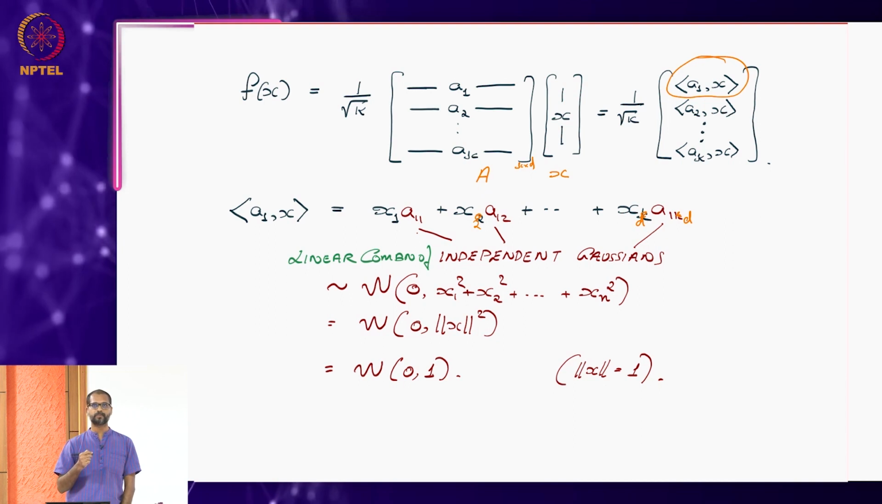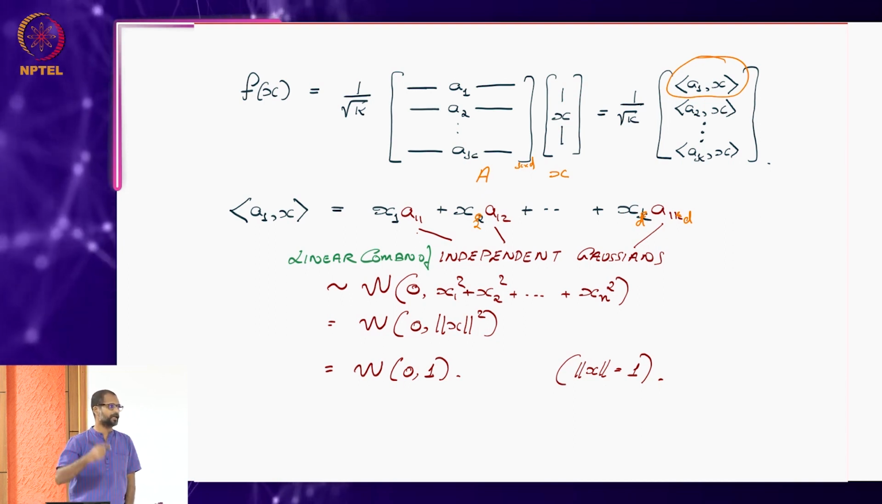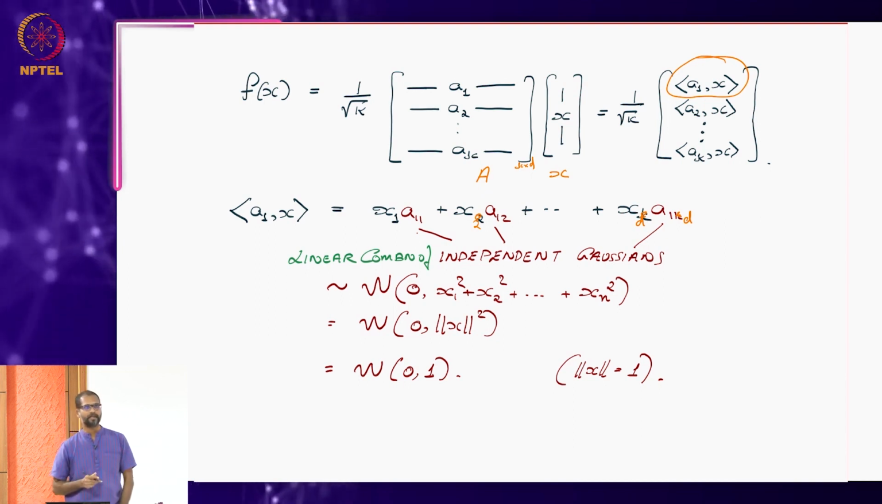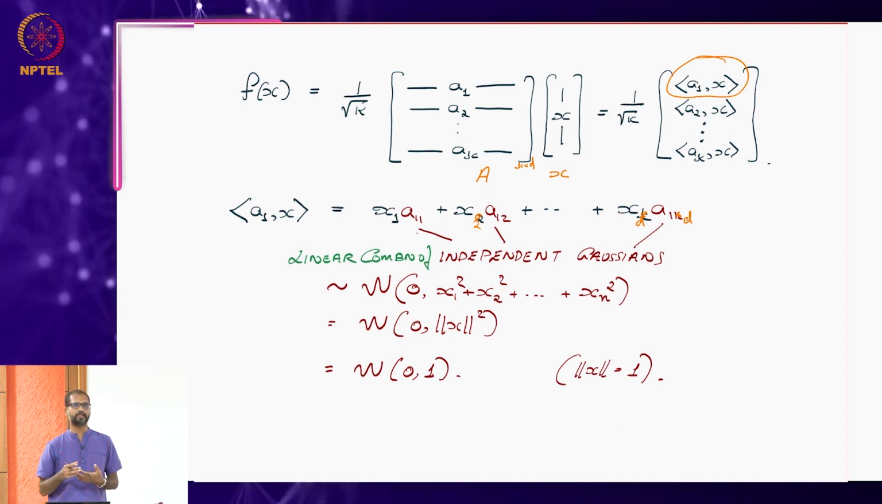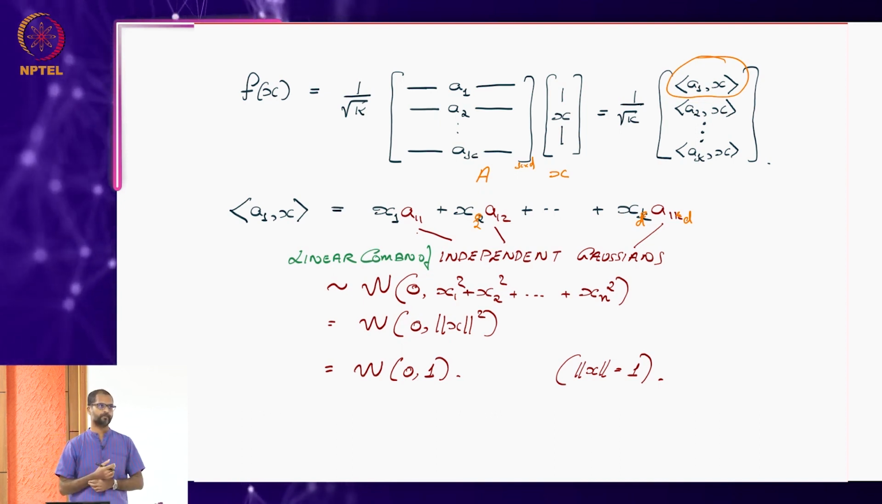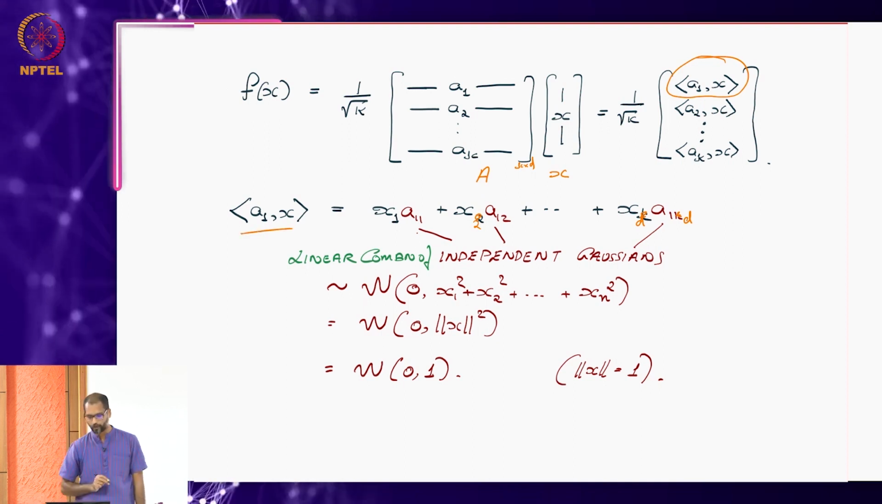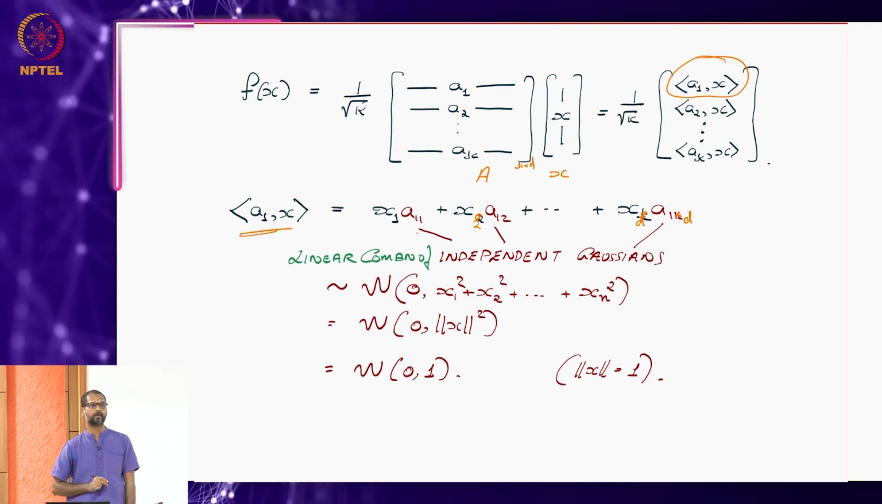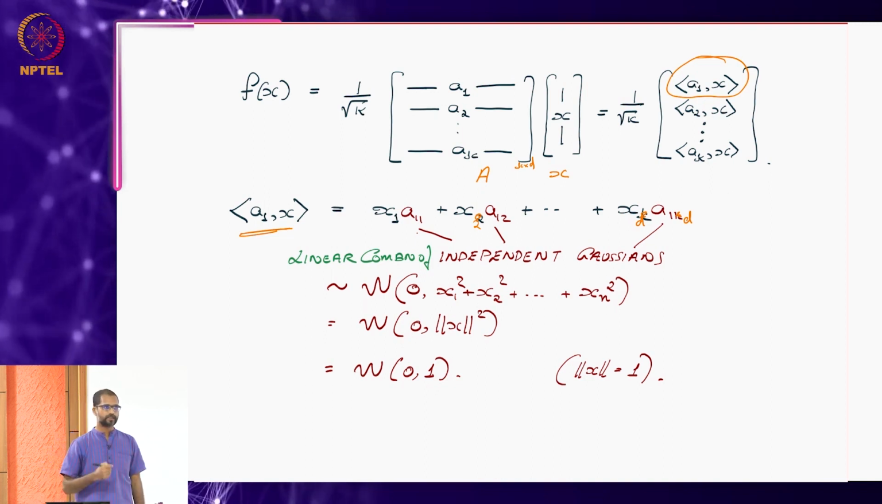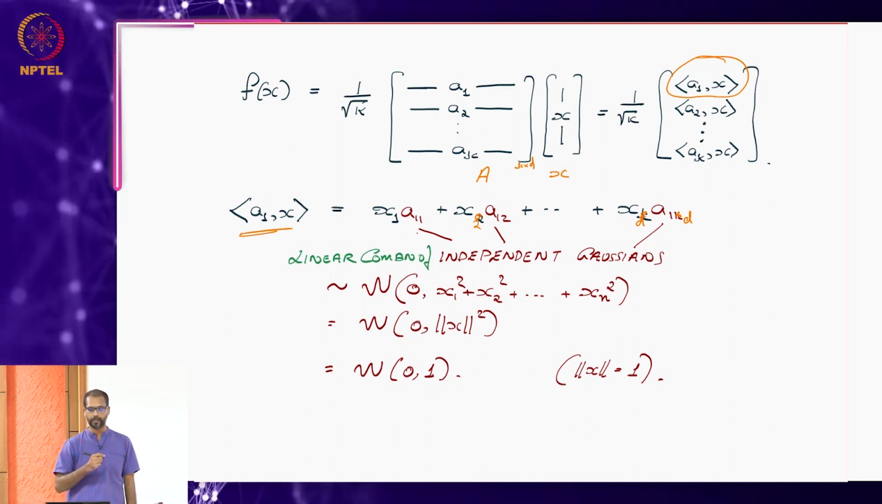And remember, that was one of the key properties I emphasized to death, right? A linear combination of independent Gaussians is also a Gaussian. So this whole inner product, this guy that we are studying here, will also turn out to be a Gaussian. We have to analyze what is its mean and what is its variance, but it will be a Gaussian.